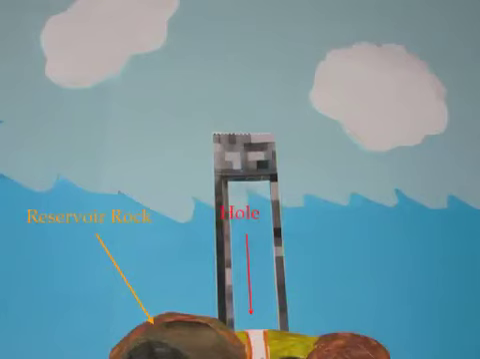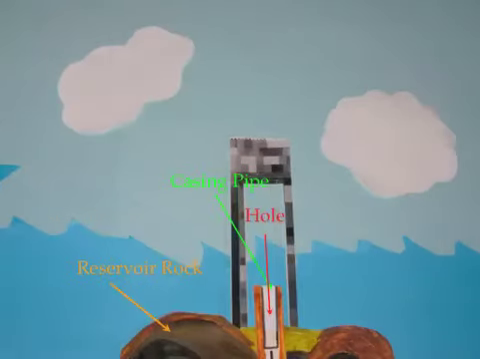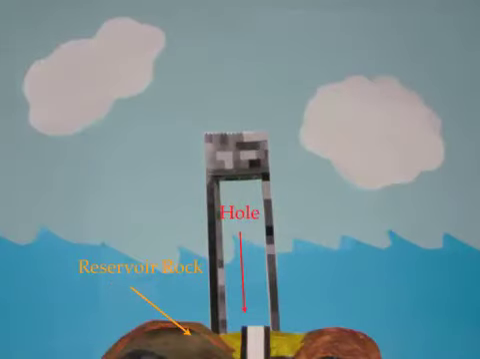Once the hole has been dug, the drill is withdrawn. The drilling team's job is now complete. The casing team must now act quickly to insert the casing pipe. The casing pipe is inserted into the hole. This stops it from falling in.